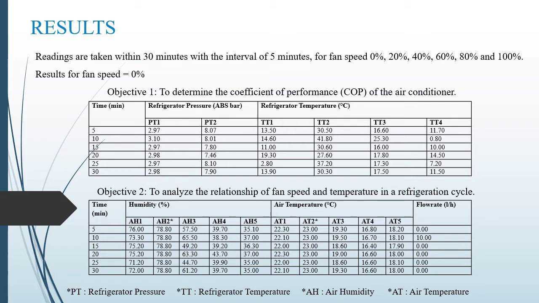Our first objective is to determine the COP of the air conditioner. Data for refrigerant pressure and refrigerant temperature will be recorded from 5 to 30 minutes at 5-minute intervals. Our second objective is to analyze the relationship of fan speed and temperature in a refrigeration cycle. Hence the data for humidity, air temperature and also flow rate will be recorded for 30 minutes at 5-minute intervals. These two objectives will then be continued for fan speeds of 20%, 40%, 60%, 80%, and also 100%.